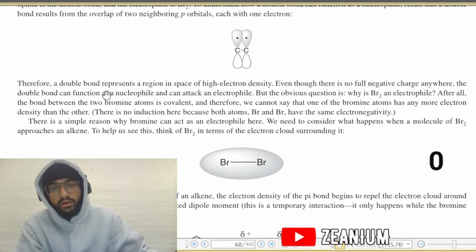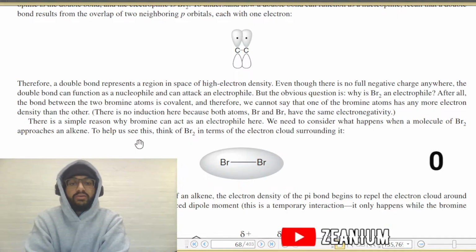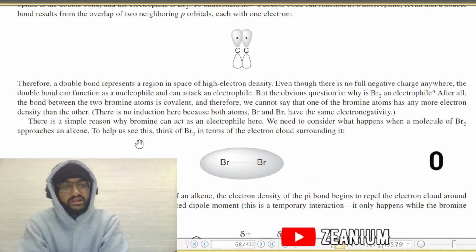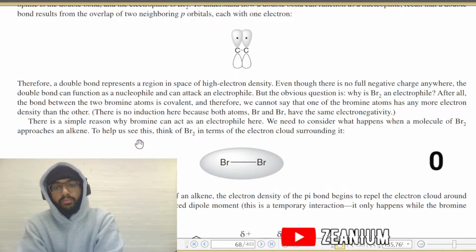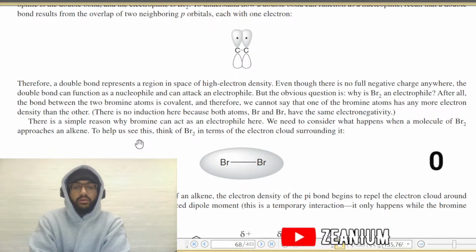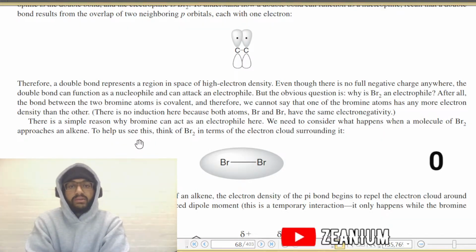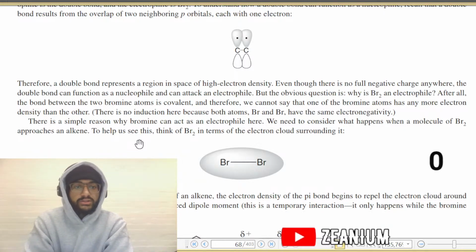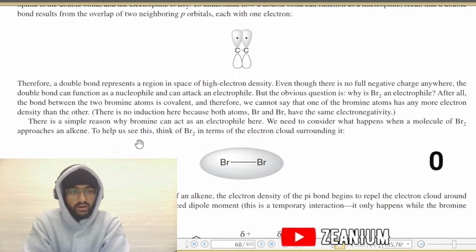Therefore, a double bond represents a region in space of high electron density. Even though there is no full negative charge anywhere, the double bond can function as a nucleophile and can attack an electrophile. A nucleophile is basically an atom that is electron rich, and an electrophile is the atom or compound that is electron poor.